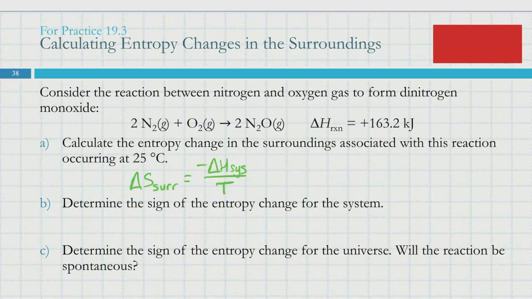We are given our change in enthalpy of the reaction. So we've got that, and we can also figure out what the temperature is. We do need to plug in temperature in units of Kelvin. So 298.15 Kelvin. And for our change in enthalpy of the system, our system here is the reaction. And we're going to convert to units of joules. So shifting our decimal place over 3 to the right, 163,200 joules. We're making it negative because of the negative sign that is in the formula.